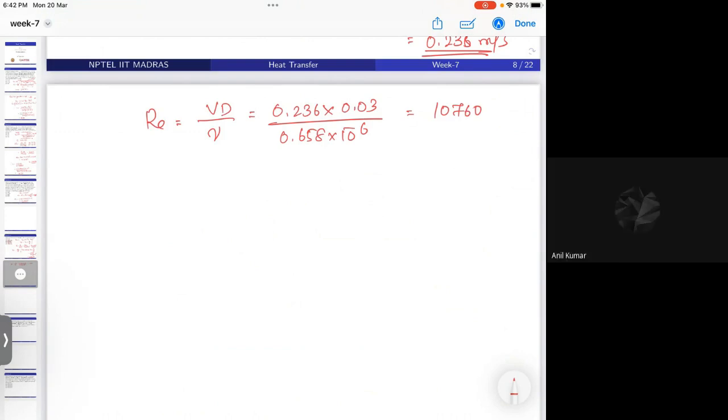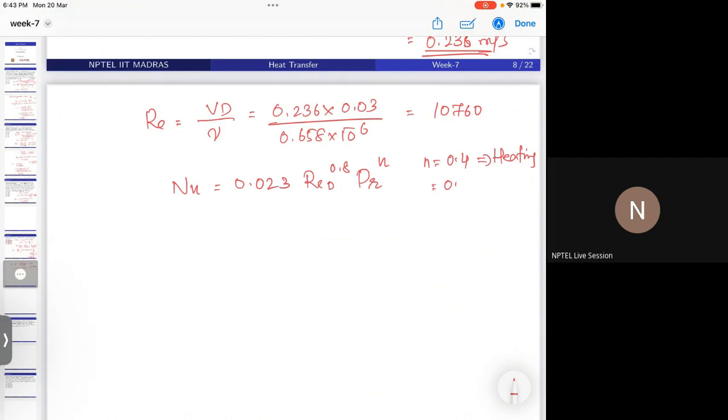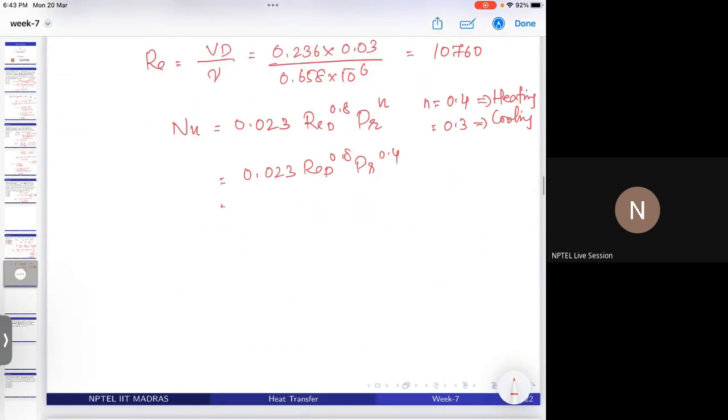Yes, sir. So for turbulent flow, we have the Dittus-Boelter equation for Nusselt number. This is discussed in the class, which is 0.023 Reynolds number raised to 0.8, Prandtl number raised to n, where n is 0.4 for heating and 0.3 for cooling. So here it is heating, right? So the n should be 0.4. So what is the Nusselt number? Can you please find out?